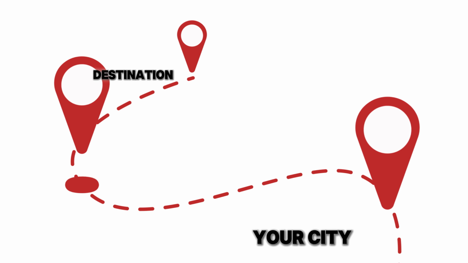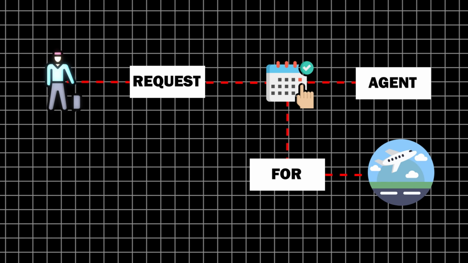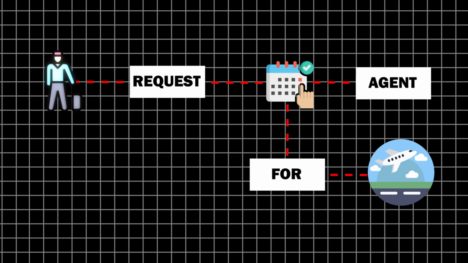Now, to find the shortest route from your city to the destination, we might use Dijkstra's algorithm, which operates on a graph data structure representing airports and the flight paths. The graph stores the data, nothing but airports and connections, while the algorithm finds the shortest path. This example illustrates how DSA work hand in hand to solve real world problems.